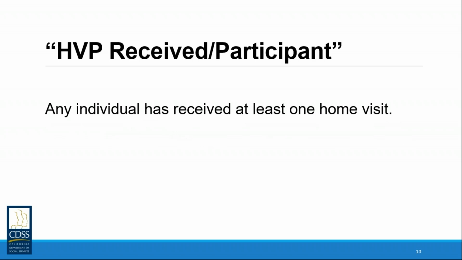HVP Received Participant. HVP Received Participant is when an individual has received at least 1 home visit. Once this action occurs, the individual becomes a participant. For data entry, the worker should enter the begin date, which is the date of the initial home visit, and enter the end date, which is based on the specific parameters of the model.